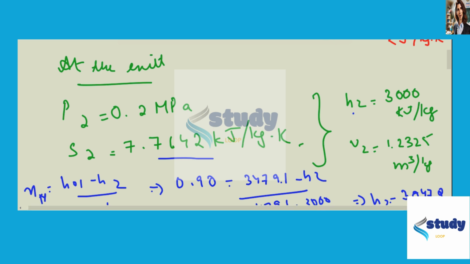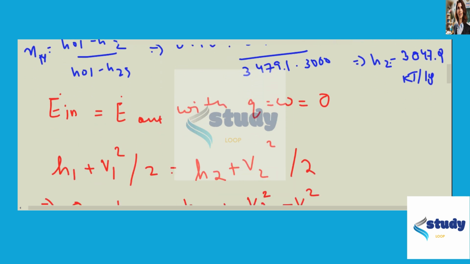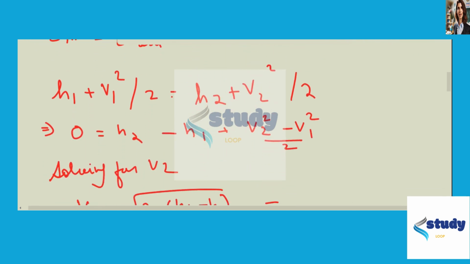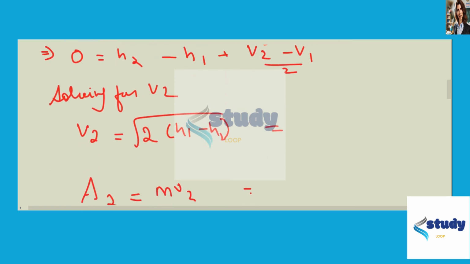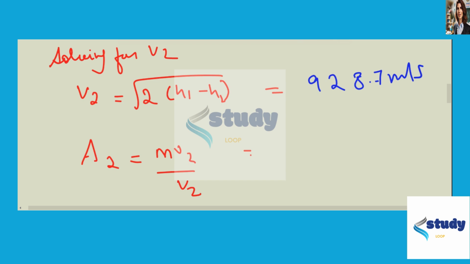Right. Now, the exit velocity is determined by the steady flow energy balance, that is E in equals E out with Q equal to W equal to 0. Hence, we get H1 plus V1 square upon 2 equals H2 plus V2 square upon 2. So, we have got the equation. Now, solving for V2, we will get the value of V2 to be 928.7 meter per second.